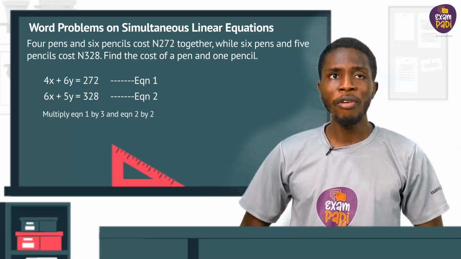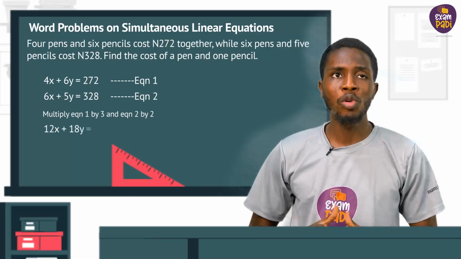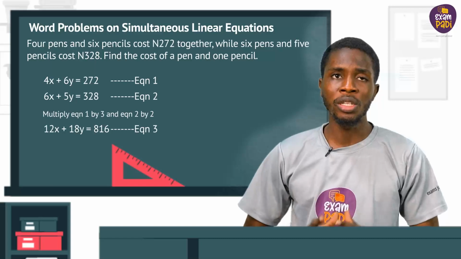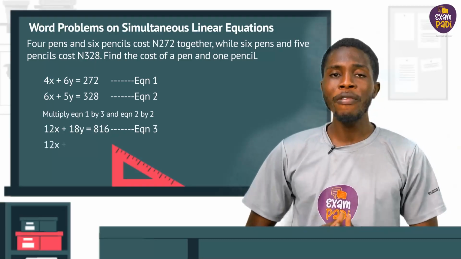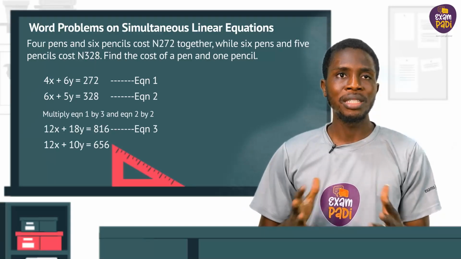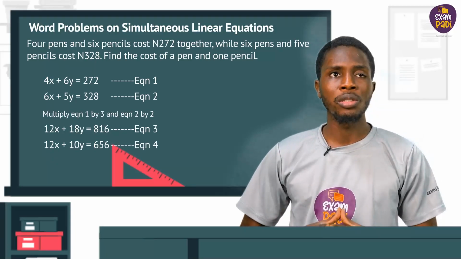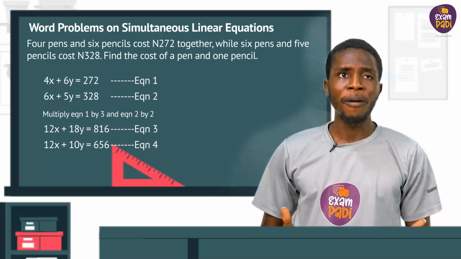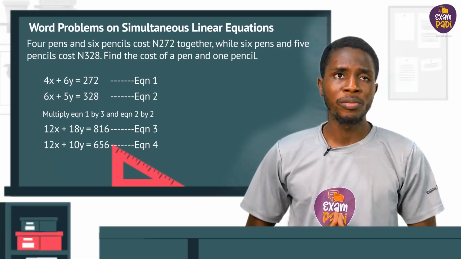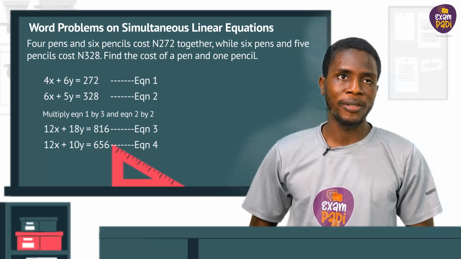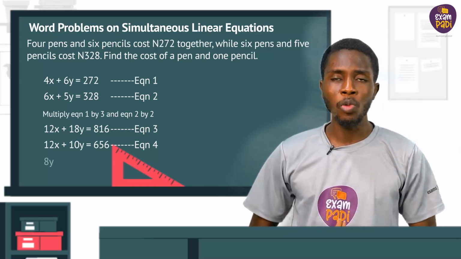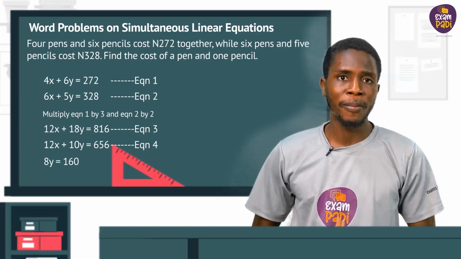Therefore, we have 12x plus 18y equals 816. That gives a new equation, which is equation 3. And 12x plus 10y equals 656. That gives a new equation, which is equation 4. Remember, when two equations have the same value, it can be subtracted. Subtracting these two equations, we are left with 8y equals 160.